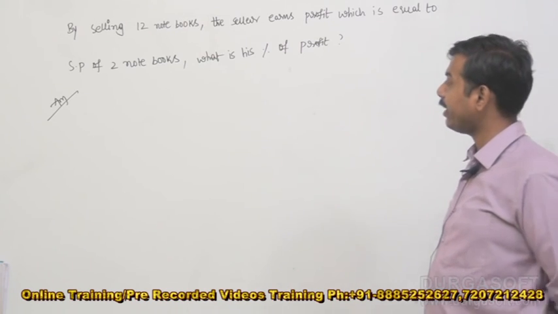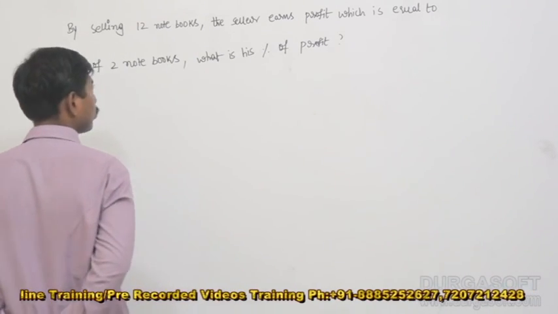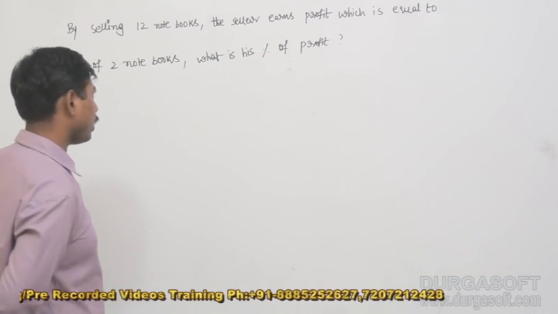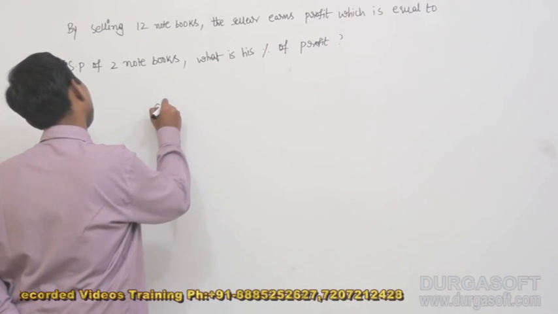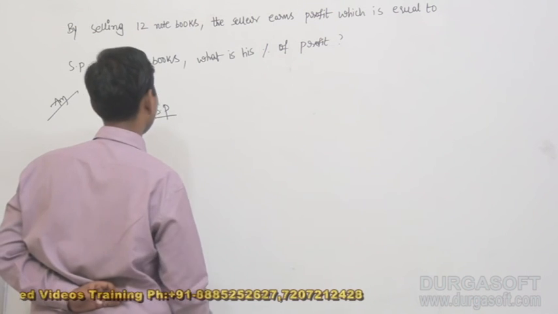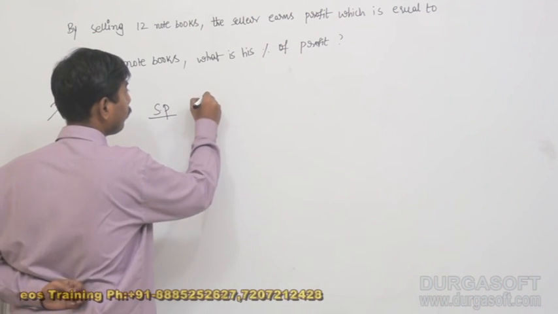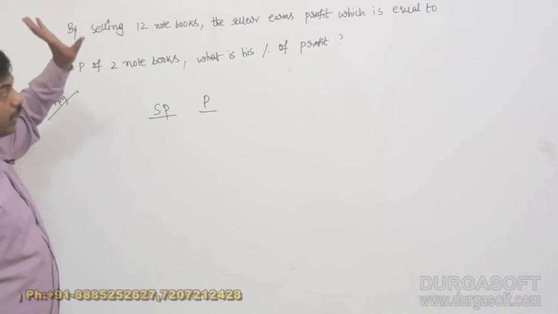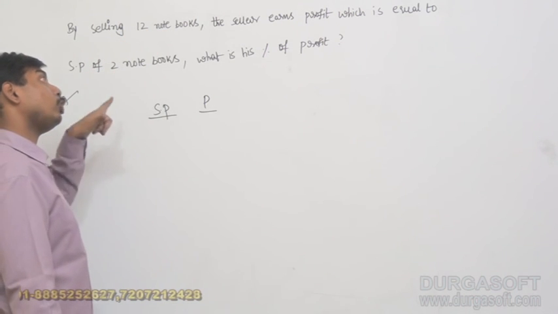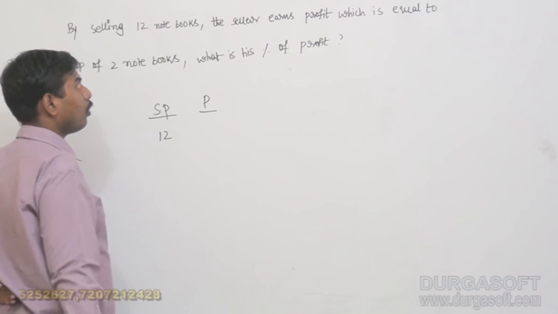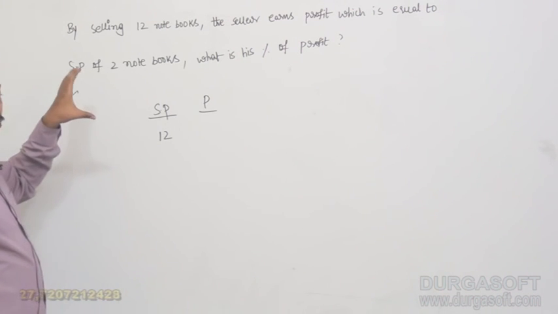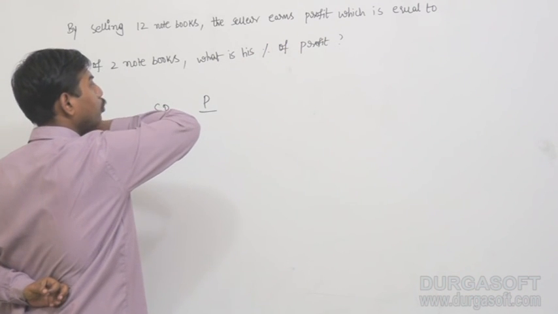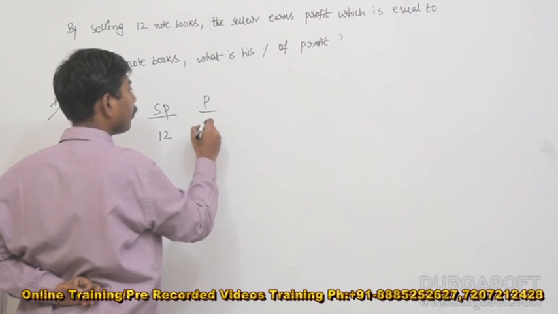That is the meaning. By selling 12 notebooks, the seller got some profit. That profit is equal to the selling price of 2 notebooks. With reference to the given information, what do you mean by the selling price of 12 notebooks here? We don't have any clarity. Let's suppose each and every notebook was sold for 1 rupee, means 12 notebooks need to be sold for how many rupees? 12 rupees. He sold the 12 notebooks for 12 rupees. Because of selling 12 notebooks for 12 rupees, he got a profit equal to the selling price of 2 notebooks. Profit is how many rupees? Selling price of 2 notebooks, that should be 2 rupees.